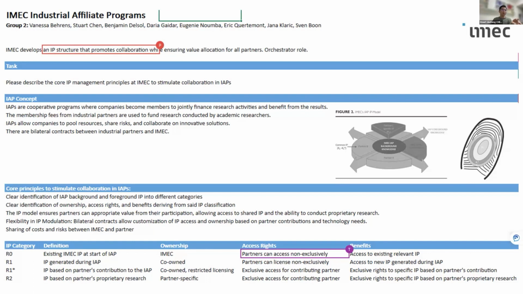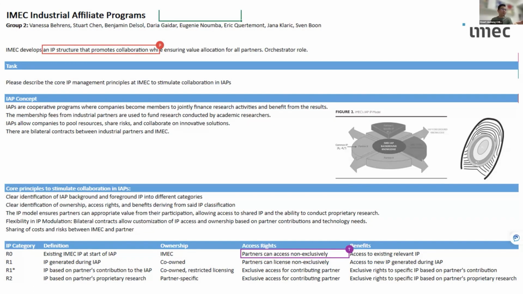Then we go to the R1 plus. In this phase, IP is based on the partner's contribution to the IAP, and it can be co-owned or under restricted licensing. It becomes a little bit exclusive access for the contributing partners. So it is the turning point from non-exclusiveness to exclusiveness. But it's also good because exclusive rights to specific IP can protect the partners' ownership and protect them from imitations. Last we go to R2.